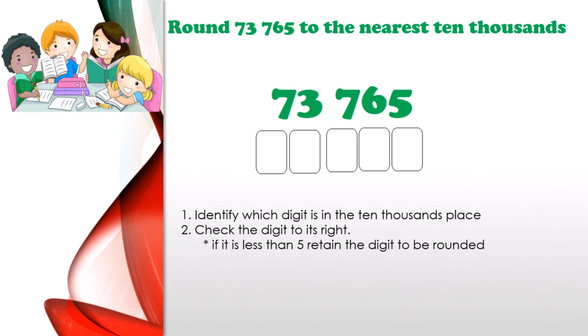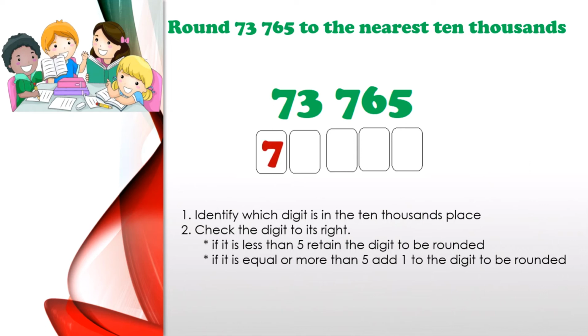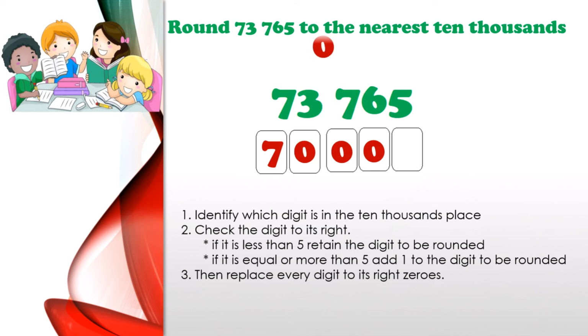If it is less than 5, retain the digit to be rounded. If it is equal or more than 5, add 1 to the digit to be rounded. The number at the right of 7 is 3, which means we have to retain 7. And then, replace every digit to its right with zeros. So the number 73,765 rounded to the nearest 10,000 is 70,000.